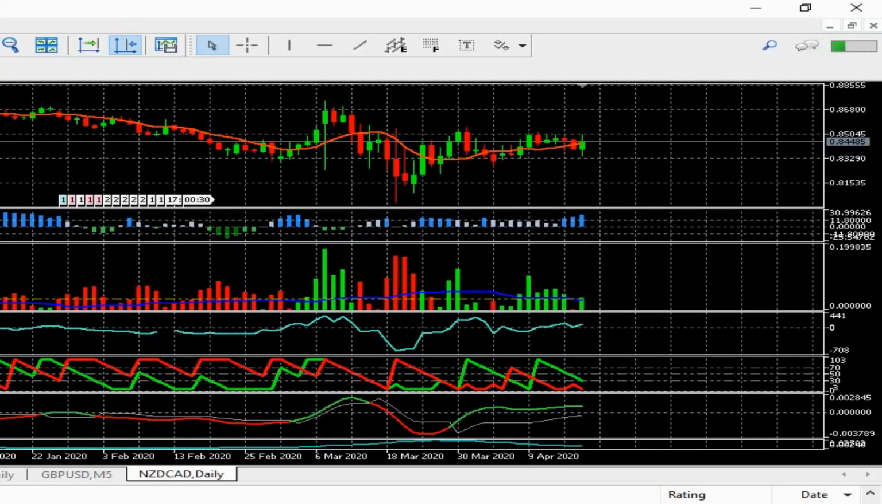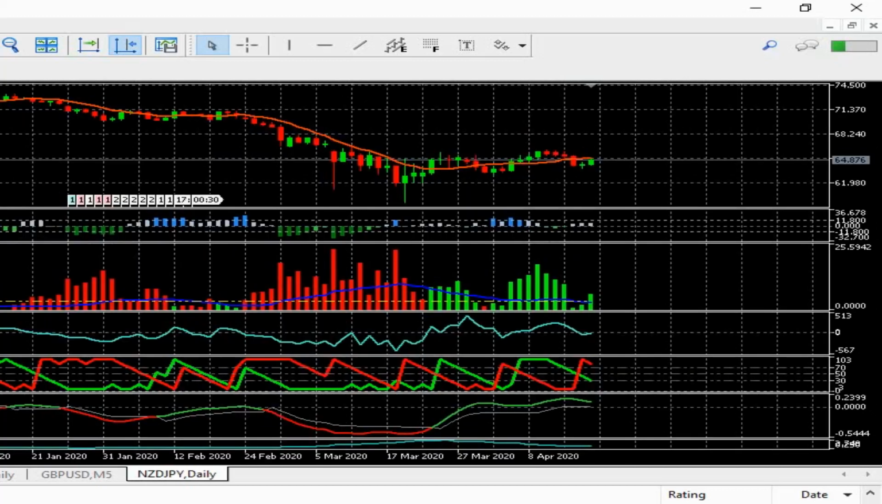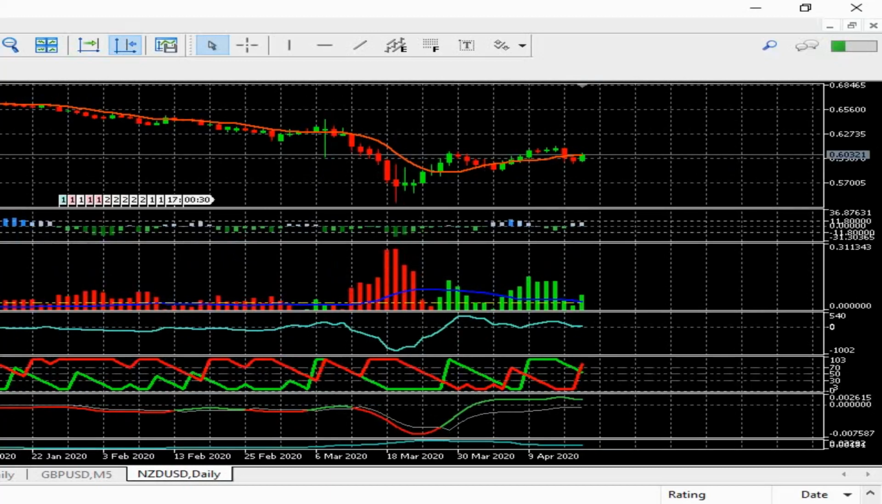New Zealand dollar Canadian dollar, no trade. New Zealand dollar Swiss franc, no trade. New Zealand dollar Japanese yen, no trade. New Zealand dollar US dollar, no trade. You can see that you're not always going to have trades. We're trading on the daily time frame, so they're not every day you're in and out of a trade. We're looking for long runs. You can always drop down your time frame, but that is completely up to you.